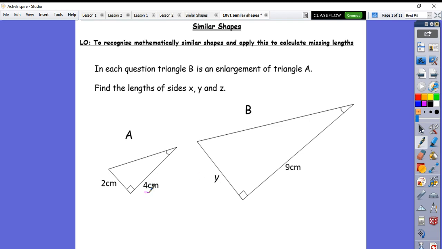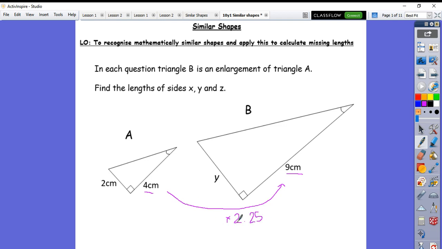The 4 here corresponds to this side here, which is 9 centimetres. So I need to have a look at what scale factor I would have used to get from 4 centimetres to 9 centimetres. So I know that 4 multiplied by something was equal to 9. So I can use my inverse. If I do 9 divided by 4 to find out what my scale factor would have been, that would have been 2.25. So I now know that my scale factor is 2.25.